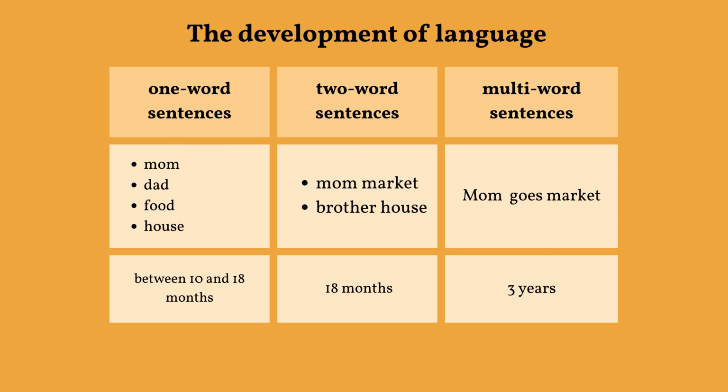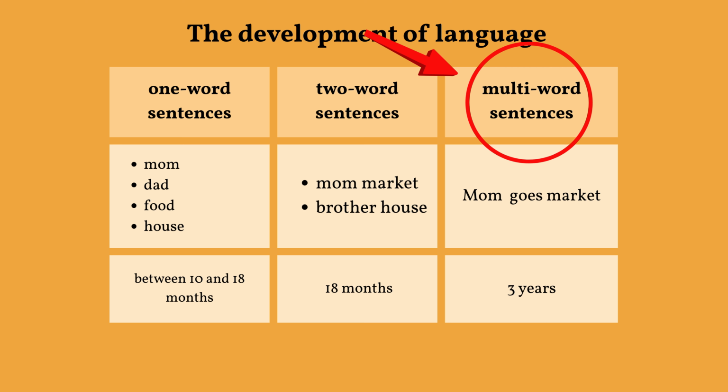Later, they can express two-word sentences, which means that they can say 2 words in a row. For example, mom market, brother house. It occurs around the age of 18 months. After that, the child starts putting words together and saying short sentences. These are called multi-word sentences. This happens around the age of 3. For example, mom goes market.